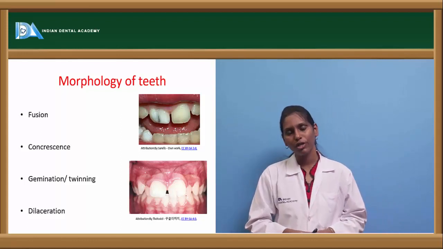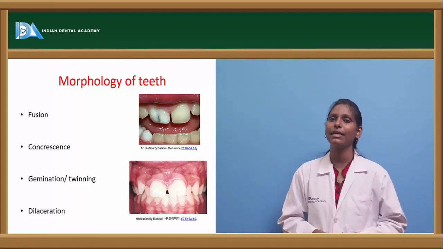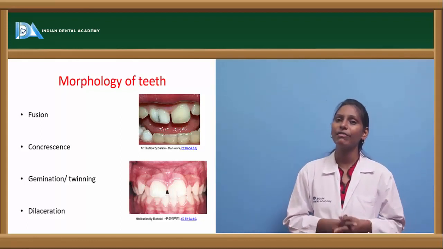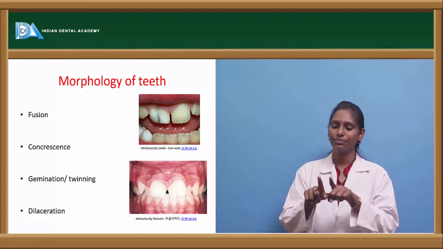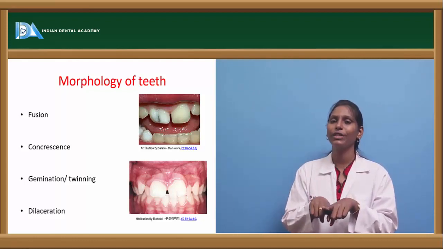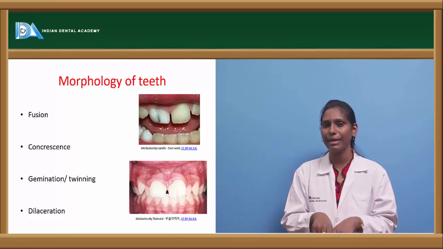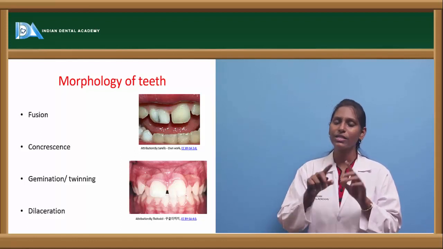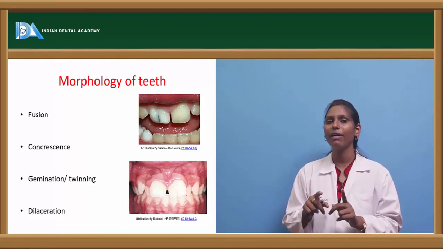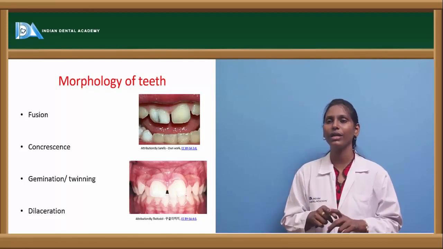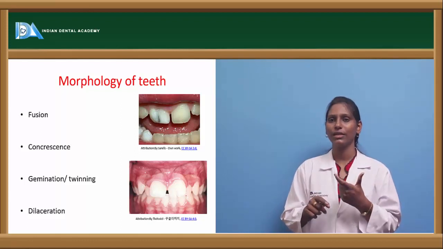And based upon the morphology of the tooth, we have various anomalies again. Fusion. Fusion is a condition where two teeth fuse together to form one tooth. This is during the developmental phase, and when we count the number of teeth, we find one tooth missing in case of fusion. And the tooth is usually larger than the normal one.